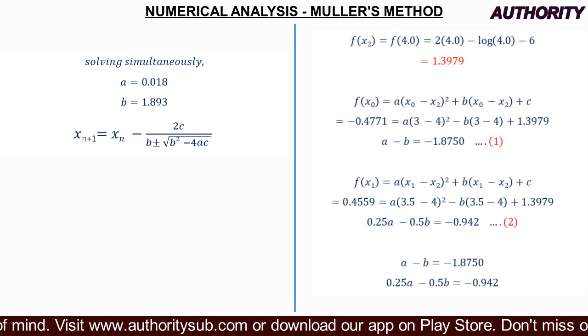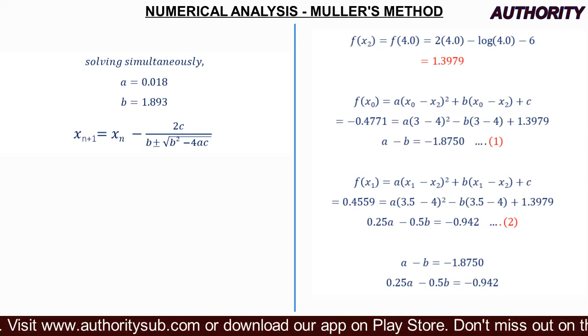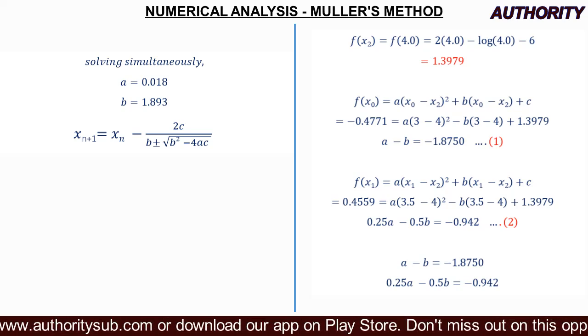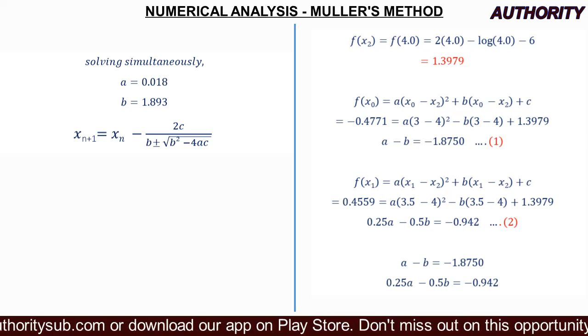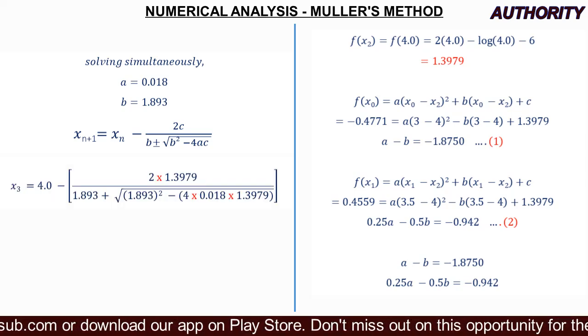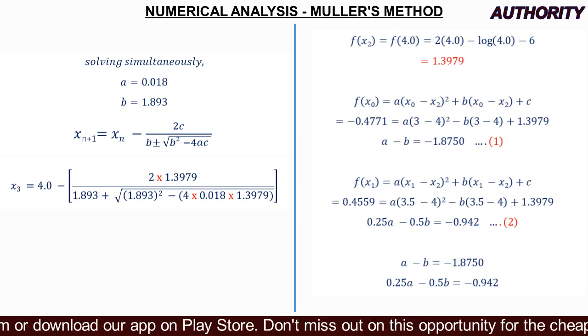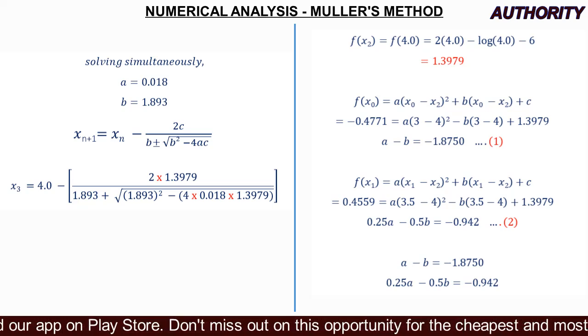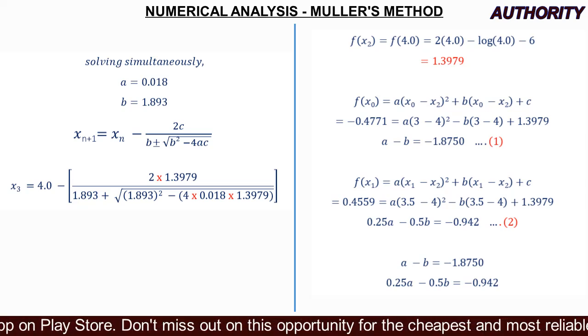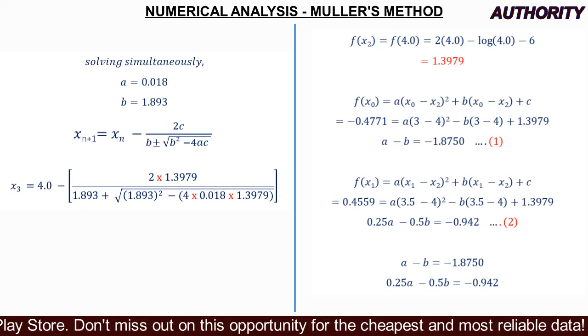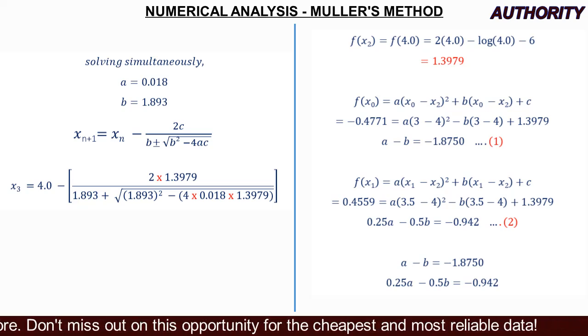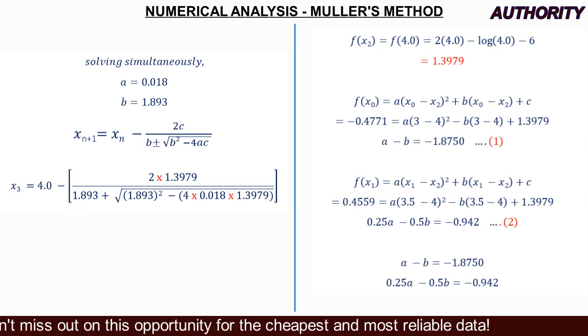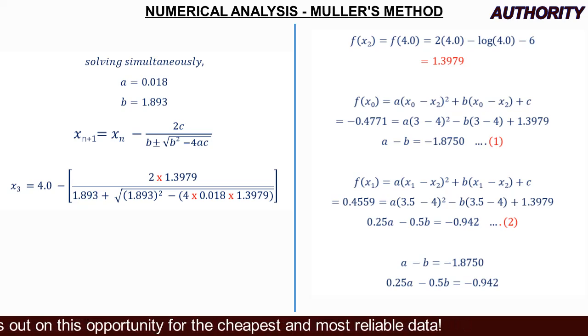Good. So here now, if our n is 2, in this formula, what are we going to have? When n is 2, that means we have 2 plus 1, which is 3. We have x3 is equal to, in this place we have x n, and we say that n is 2, so we have x2. So we have x3 is equal to x2 minus 2c all over b plus or minus square root of b squared minus 4ac. Are we together? Yes. So I'm very sure that from here we know what x2 is, what a is, what b is, and what c is.